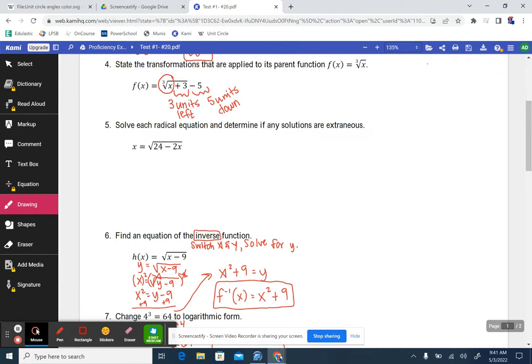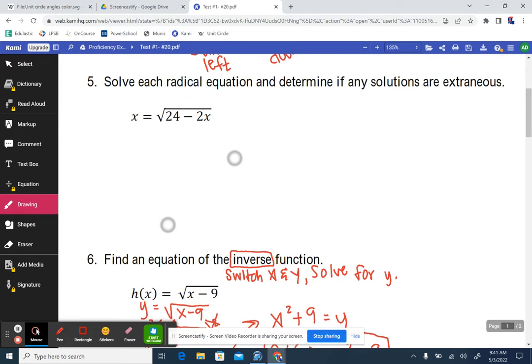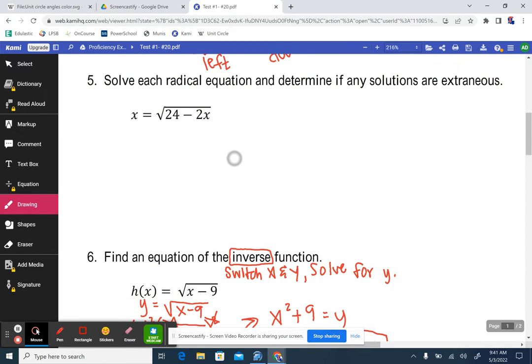Okay, for number 5, solve each radical equation and determine if any solutions are extraneous. So we're just simply solving for x. Okay, so let's look at this equation here. We're going to solve for x and then identify if the solutions are extraneous or not.